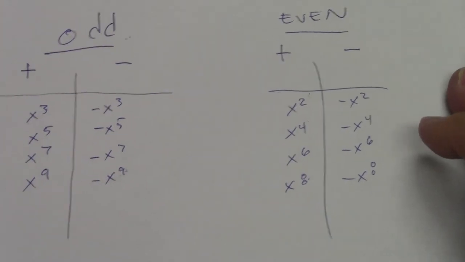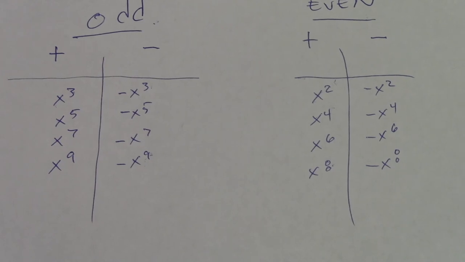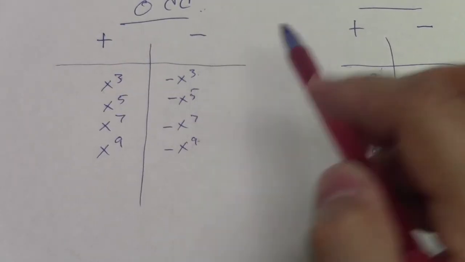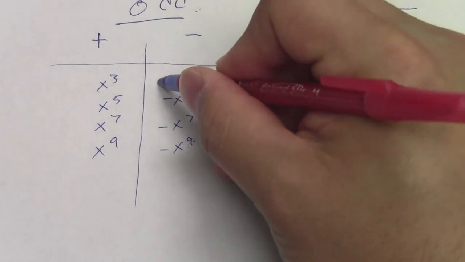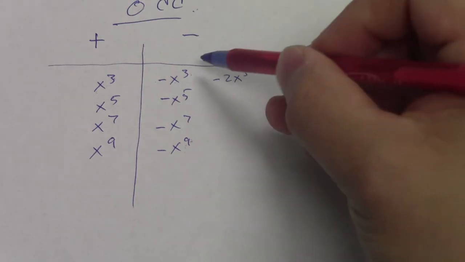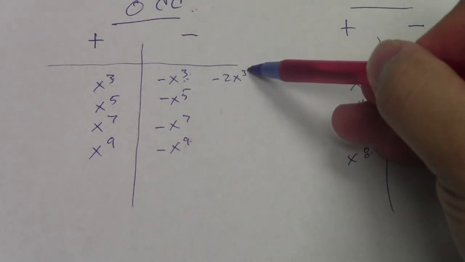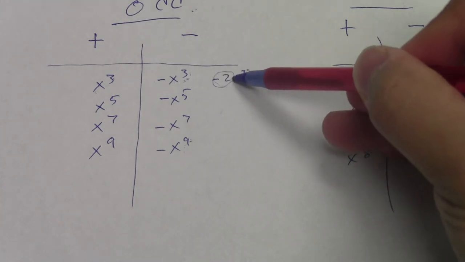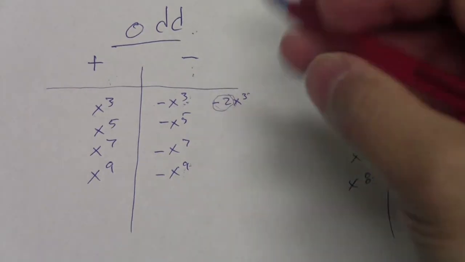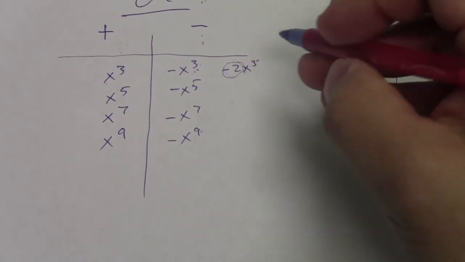Now, the only thing we have to do is figure out what direction the graph goes. As an example, let me show you one more thing. This is negative x to the third, but if I had negative 2x to the third, that still falls under the negative category. So this exponent makes it odd. This in front of it makes it positive or negative. Let me just show you an example.